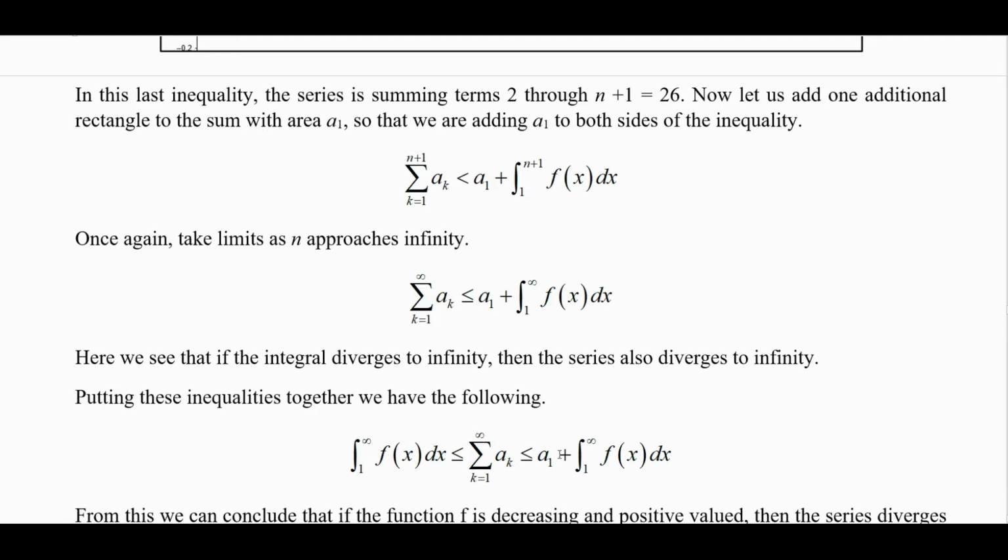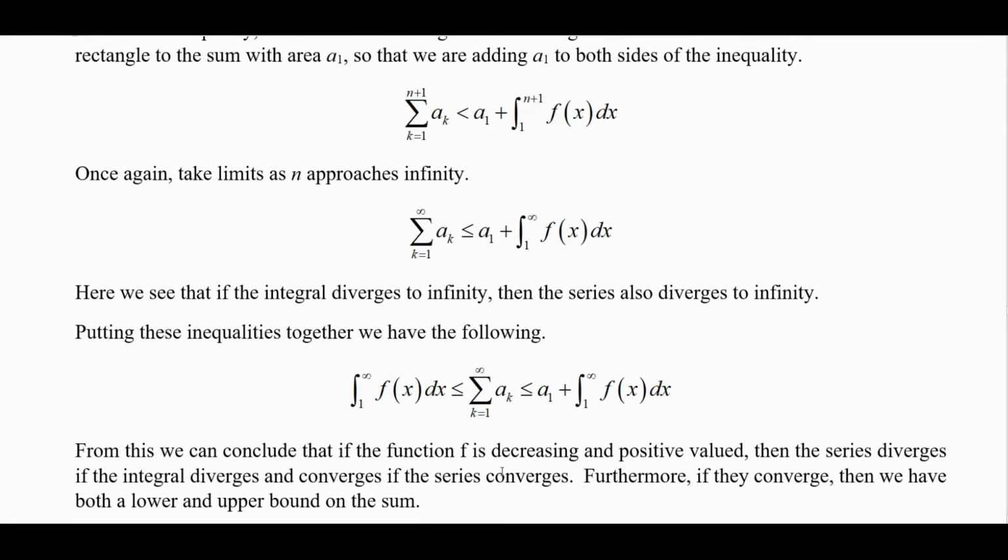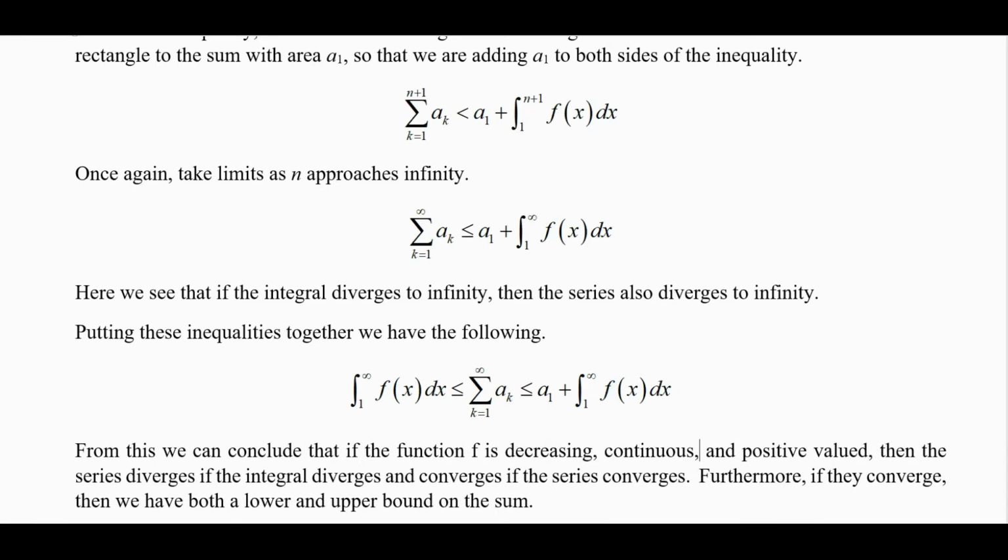Now I could generalize this a little bit more, but let me state the conclusion here first. From this, we can conclude that if the function f is decreasing, continuous, and positive valued, we need the continuity part because we want to be sure we can integrate it, then the series diverges if the integral diverges, and it converges if the integral converges. Furthermore, if they converge, then we have both a lower and upper bound on the sum.